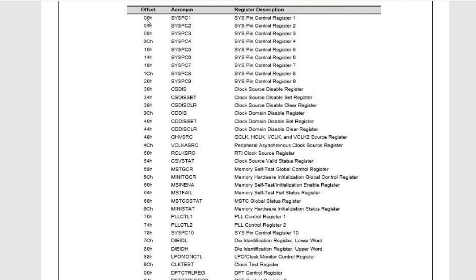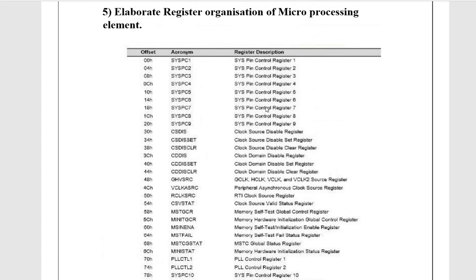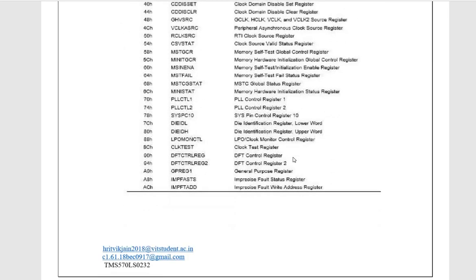The offset starts from 00h, incrementing by 4: 00h, then 04h, likewise 0Ch, because 4 plus 8 is 12, and in hexadecimal we write 0Ch. So this is the register description. 00h is pin register 1, and 04h is SOSC pin controller 2. These are the register organization of the microprocessor operation.